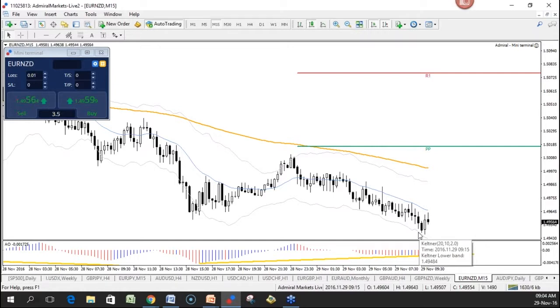It's not in a good situation to take a with-the-trend trade either. I would rather wait for price to get back to a decision zone up in here to short within the trend. That's my preferred approach. That's the Euro New Zealand.